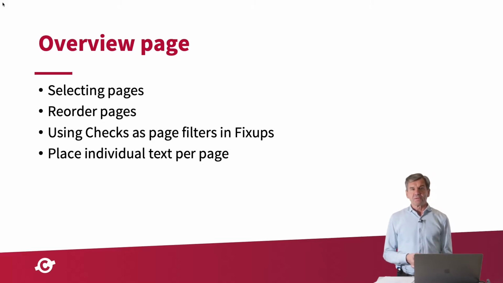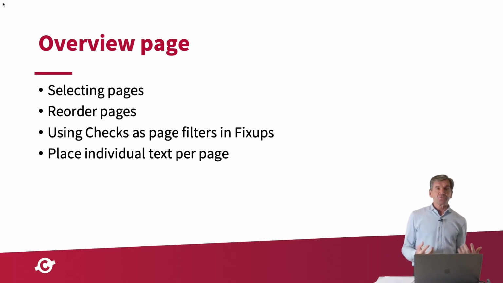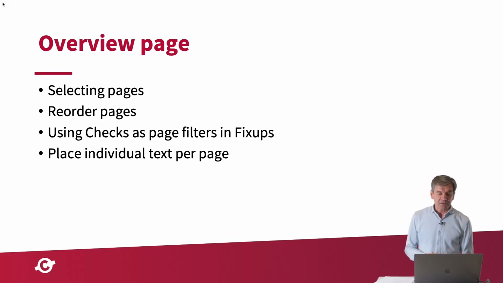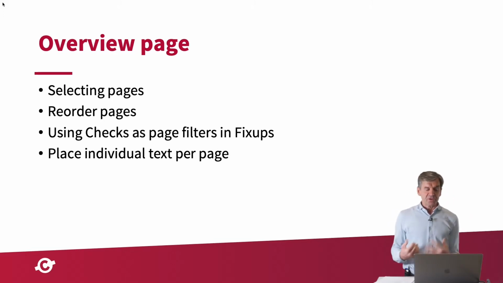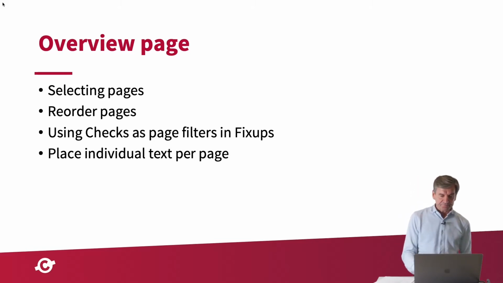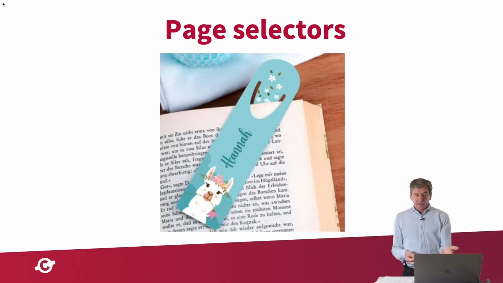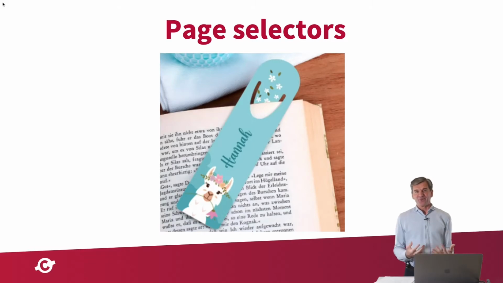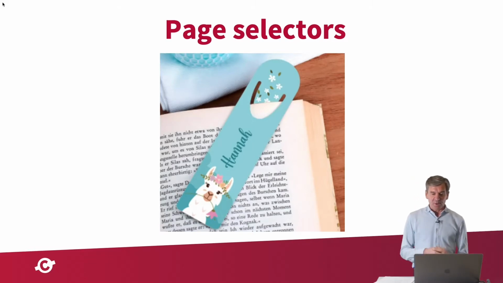Then it's going to be about reordering pages, using page selections in checks, filters and fix-ups. And then the last topic here is how to place individual text on pages in a PDF file, so each page should have a different text. And I'm using page transitions, as you might see here, just because it works very well in a presentation related to pages. The first part of it, as I've already said, is about page selectors.